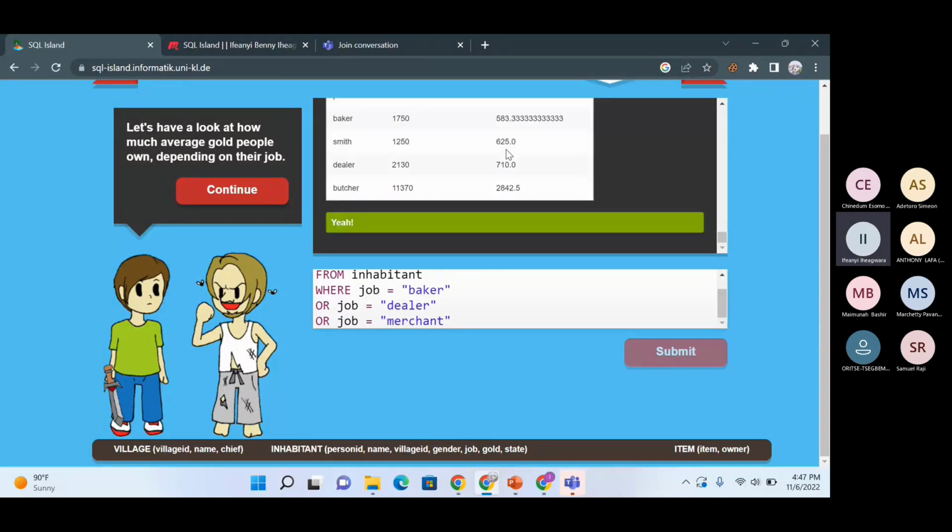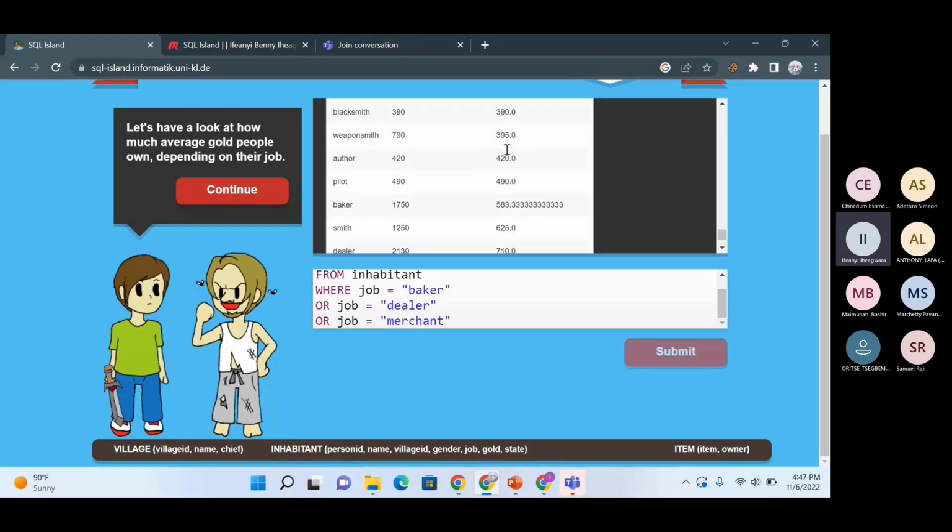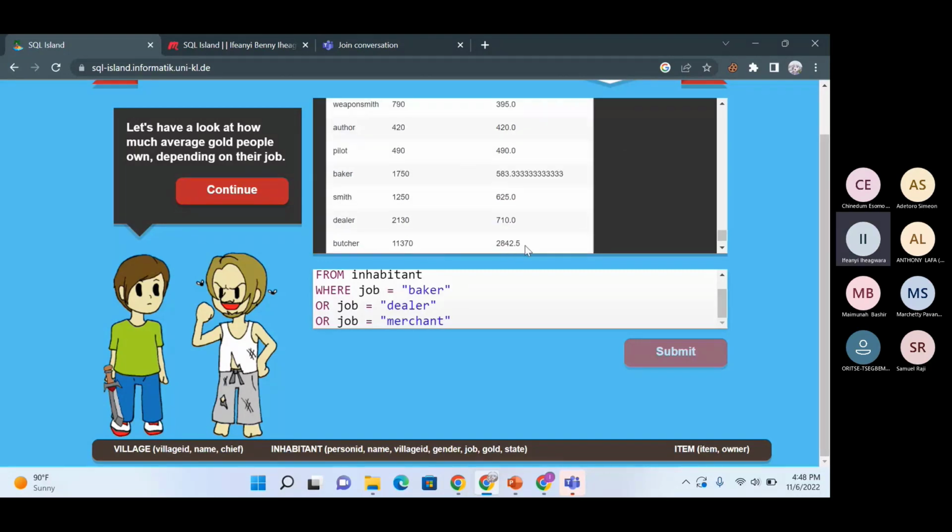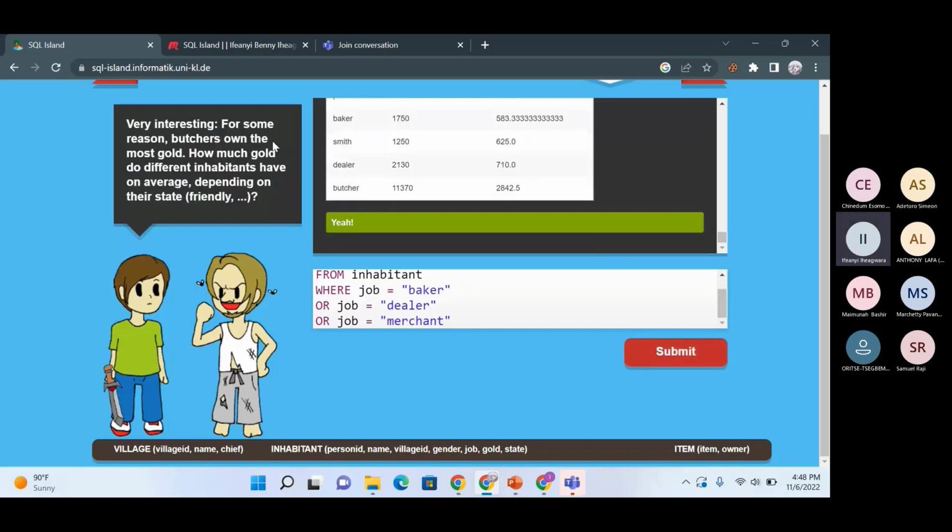Yeah. So if you look at it, bakers actually get more money. You know, dealers actually do. No, butchers actually do. Yeah, butchers get more money. Okay, so butchers own more goods compared to the others. So how much goods does the average person have depending on the state? Friendly. So I want to find out the goods of people based on their states, not based on their job, but based on their states now.